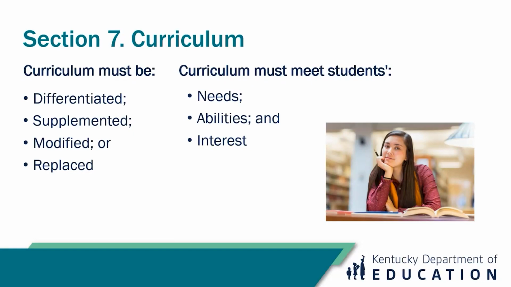Section 7 is pretty short. It's about curriculum, and it simply states that the curriculum for gifted students must be differentiated, supplemented, modified, or replaced, and that the curriculum needs to meet the students' needs, abilities, and interests. So that's important to be thinking about.